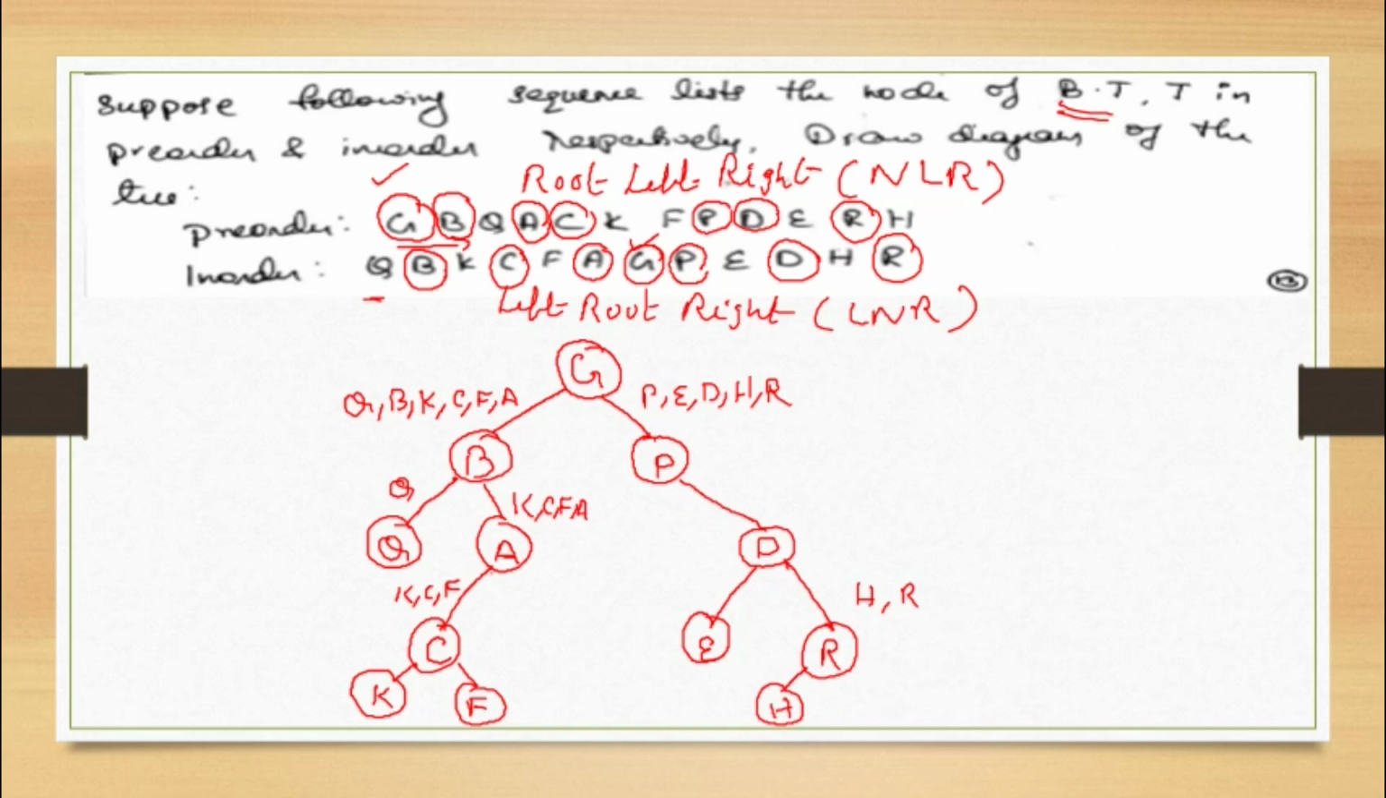Next, what comes here? Out of QBKCFA, which is the root? B comes first here, so B is the root. And what comes to the left? Search B here, and you have only Q to the left. So write Q. That is also verified. B is verified, and Q is also verified.